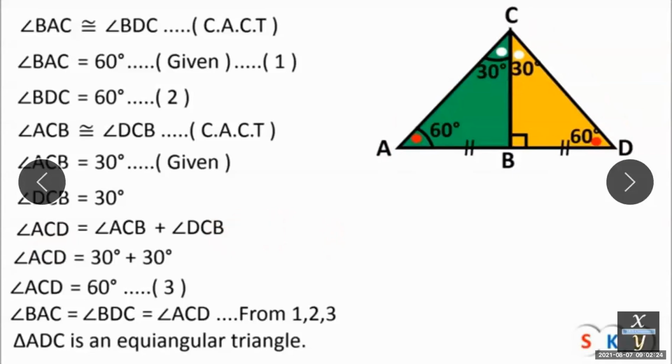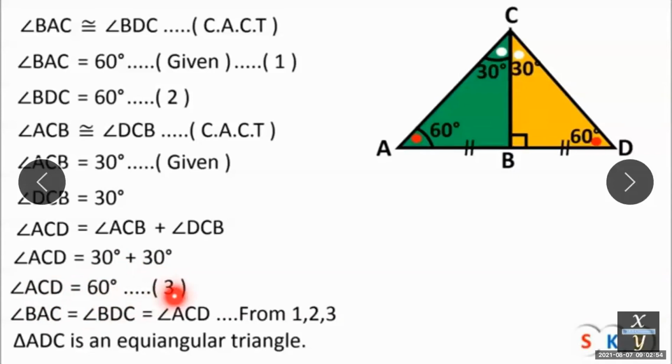Now put the value for each angle. This angle C and this angle C are each measuring 30 degrees. So I put the value here. Now the total angle, the measurement of angle ACD, will be 60 degrees after addition. And mark it as equation 3.